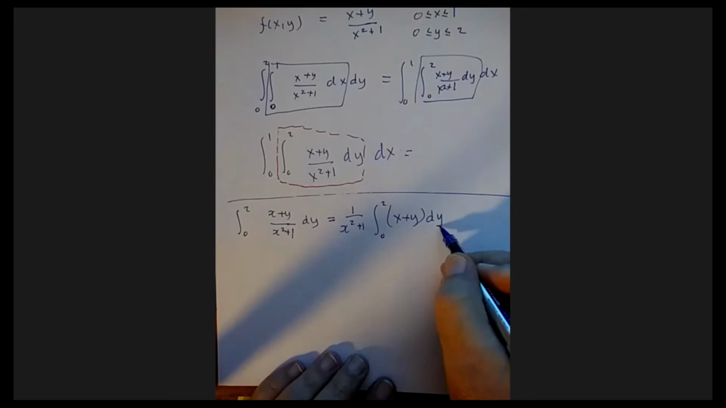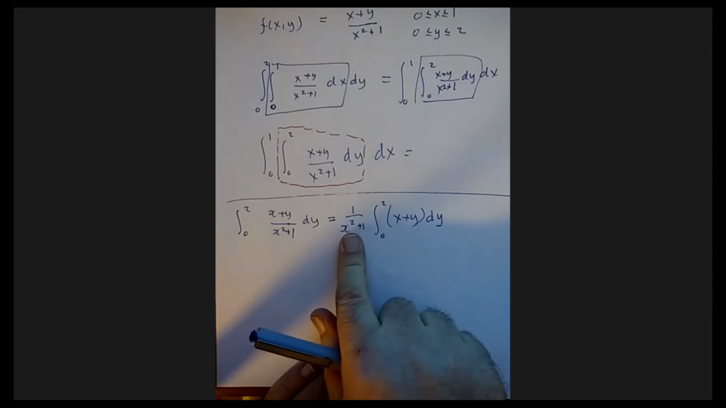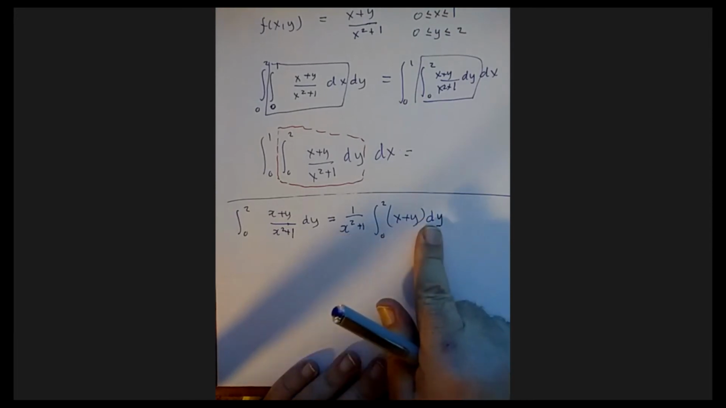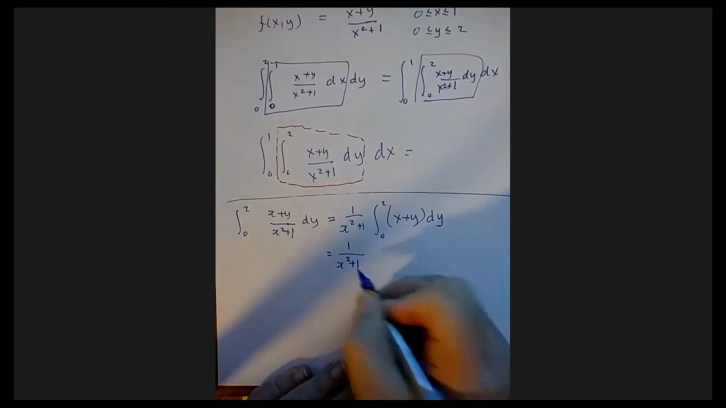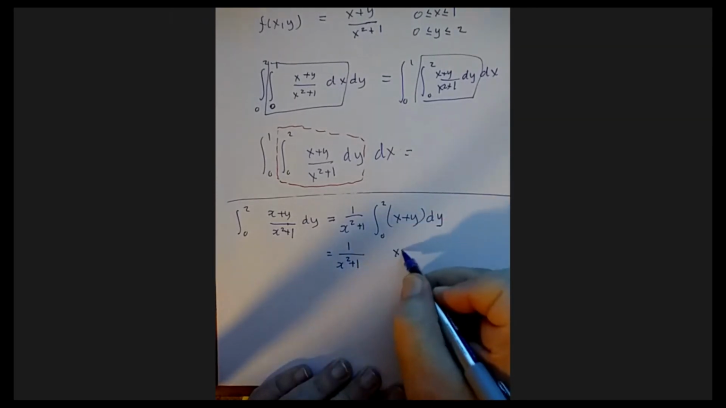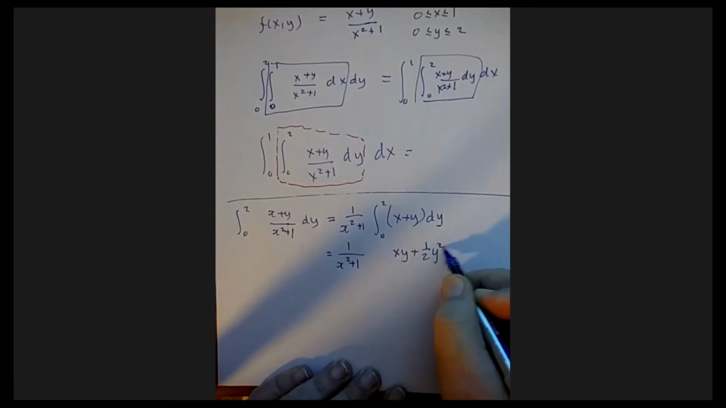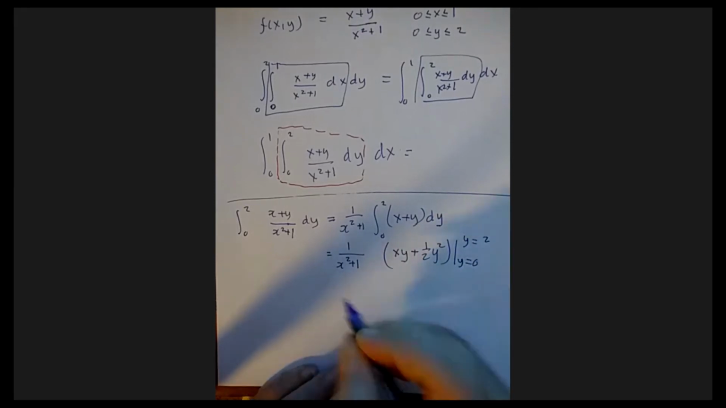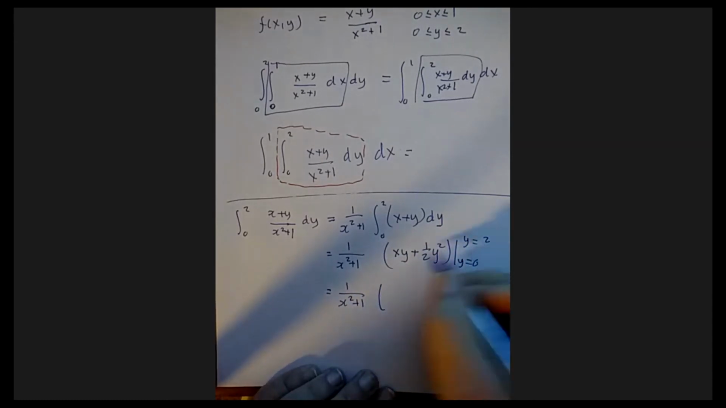And because the variable is y and x is a constant, I could do that. I couldn't pull a 1 over y squared plus 1 out if I was integrating with respect to y. That would not work algebraically. So I now have 1 over x squared plus 1. Integrate x with respect to y, you get xy. Integrate y with respect to y, you get half y squared. And you evaluate it at 0 and at 2. So I have 1 over x squared plus 1. Plug in 2, you get 2x plus 2.